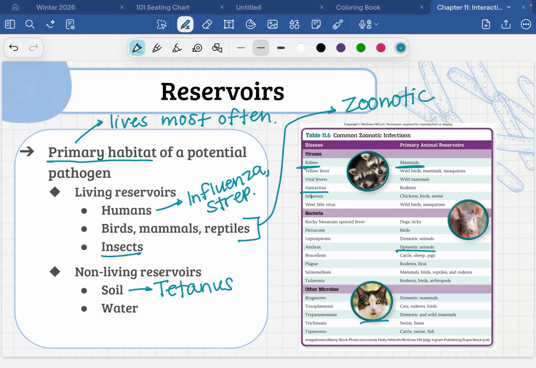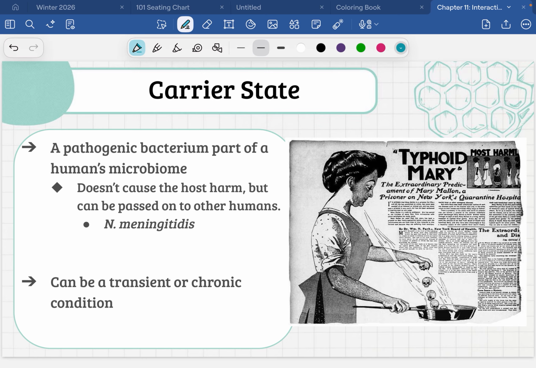And so we'll talk more about that in just a minute. But it's kind of an exception. It's not really an exception. It's just a particular case of something that can happen in humans, something called carrier state. And what carrier state is, is when a pathogenic bacterium is part of a human's microbiome.